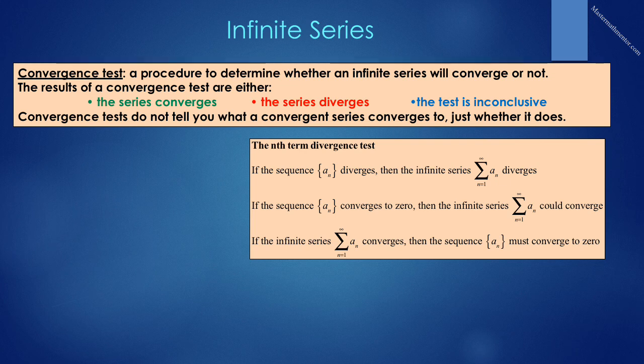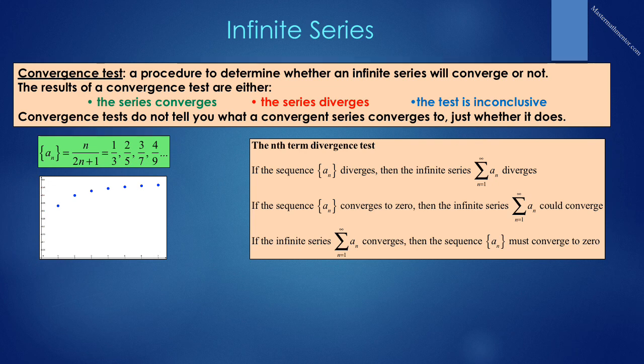If the sequence a sub n converges to 0, then the infinite series, summation n equals 1 to infinity of a sub n, could converge. And if the infinite series summation n equals 1 to infinity of a sub n converges, then the sequence a sub n must converge to 0.